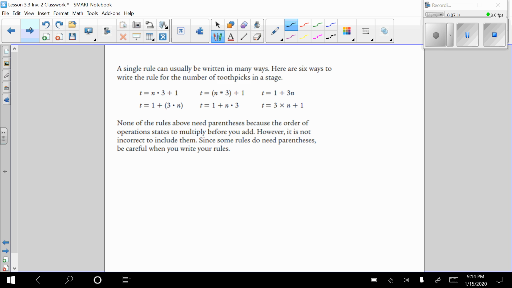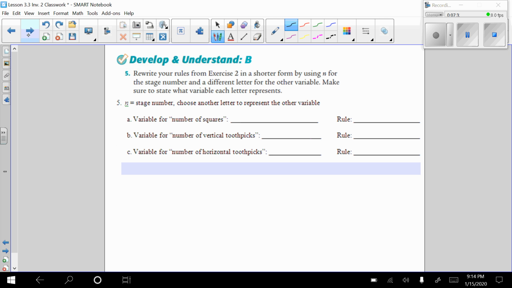Here are 6 different ways to write the same rule, T equals N times 3 plus 1. The rules above need parentheses because the order of operations states to multiply before you add. However, it is not incorrect to include them. So if we put the parentheses, fine. If we didn't, that's fine too. We're going to get the same answers.